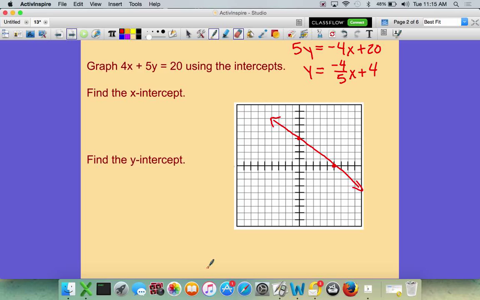And that's what I'm going to ask you on a test. I'm going to say graph that equation. You do it however you want. But if it says graph it using the intercepts, well, how do we do that?